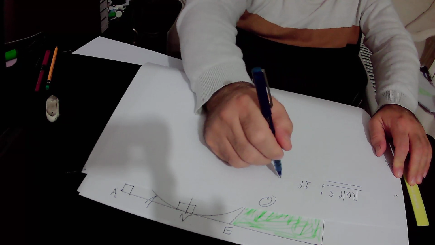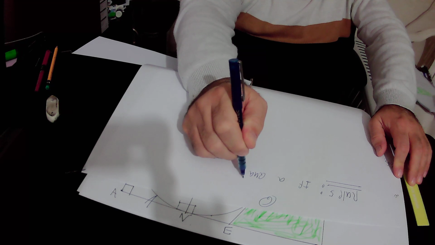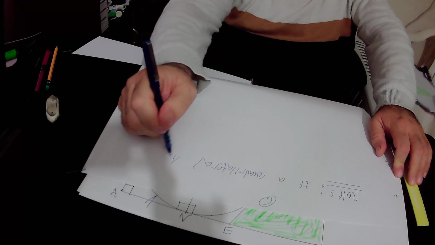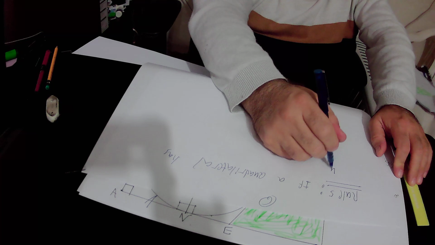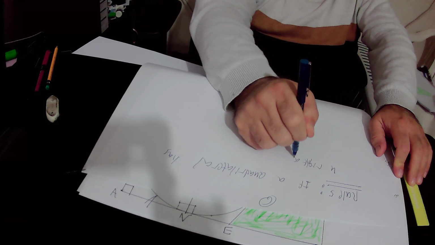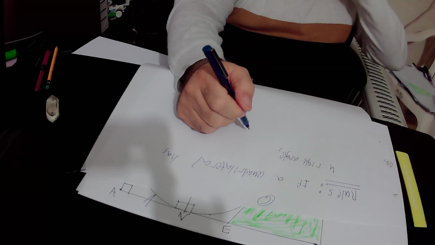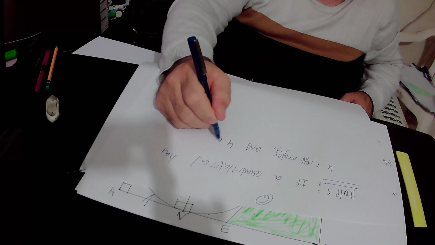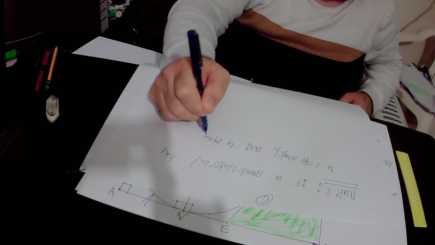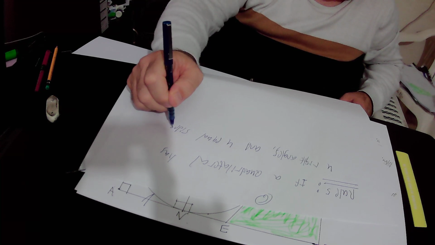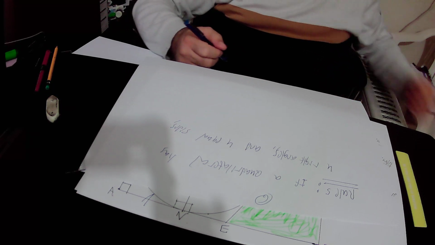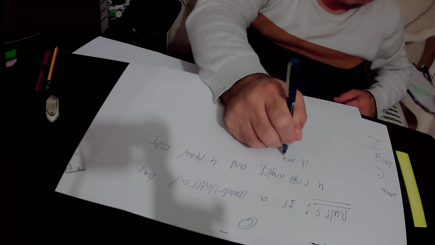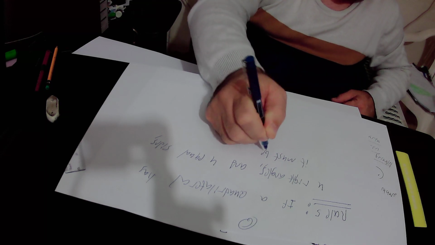if a quadrilateral has 4 right angles and 4 equal sides, it must be a square.